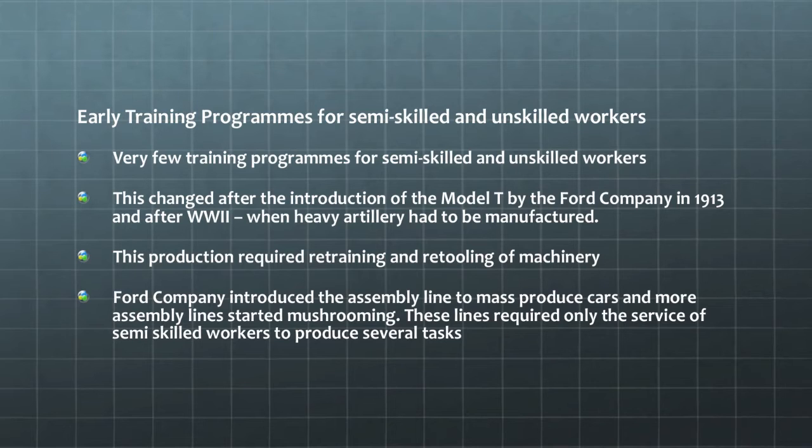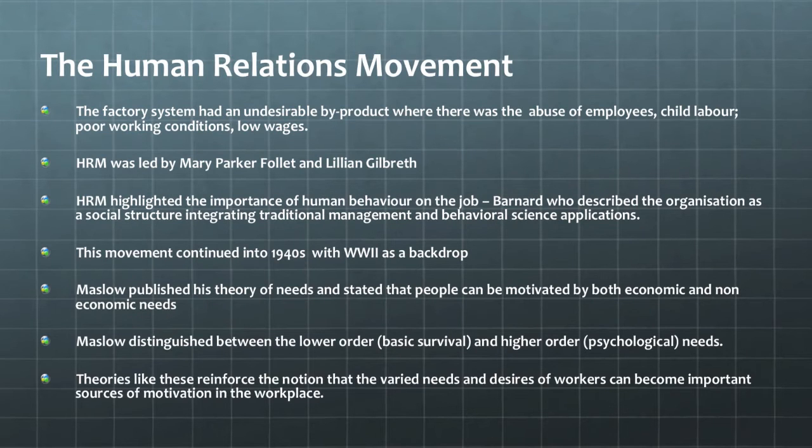The human relations movement. The factory system had an undesirable byproduct where there was the abuse of employees; they used child labor, the working conditions were poor, and the wages were low. Human resource management was led by Mary Parker Follett and Lillian Gilbreth. Human resource management highlighted the importance of human behavior on the job. Barnard described the organization as a social structure integrating traditional management and behavioral science applications. This movement continued into the 1940s with World War II as the backdrop.